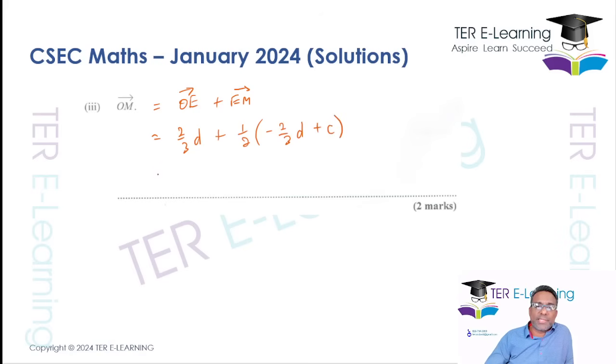Right? So we need to simplify this. So this is going to be 2/3 D, right? This is going to be minus 1/3 D plus C, right? So 2/3 minus 1/3 is 1/3. So this is going to be 1/3 D plus C, right? So that's OM.